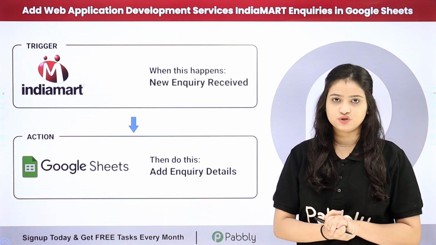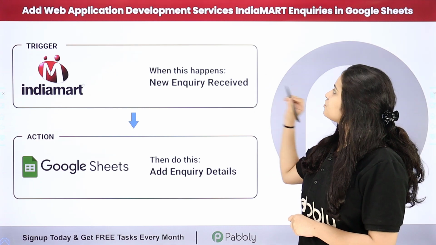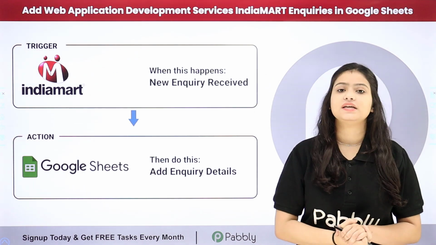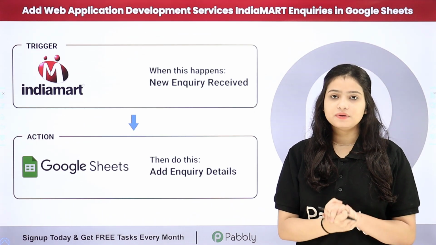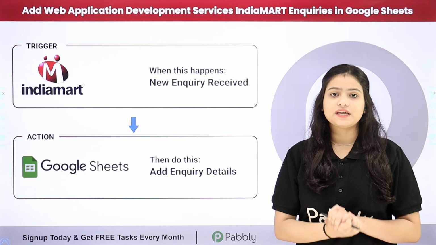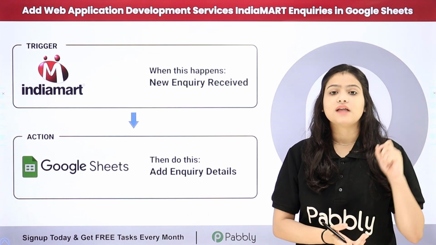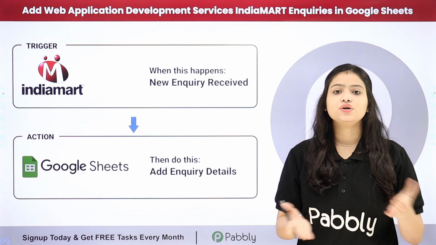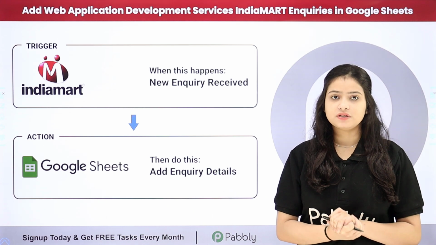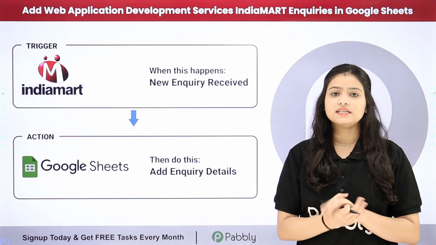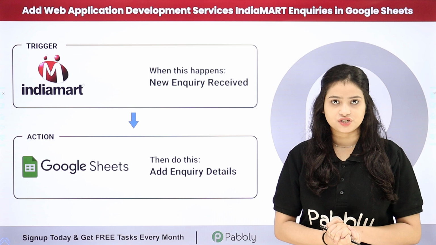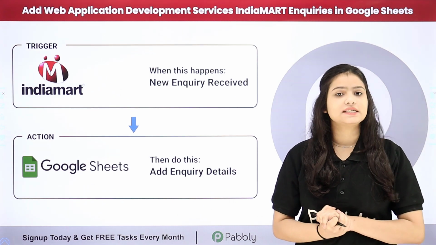In this video, we are going to learn how to add web application development services IndiaMART Enquiries in Google Sheets. So I am running a business which specializes in web application development services, and I'm promoting my business with the help of IndiaMART. Now my objective is that whenever I'm going to receive a new inquiry, a new lead through IndiaMART for my business, I want to create a record of all these details along with the inquiry in Google Sheets. So how we are going to automate this entire process?